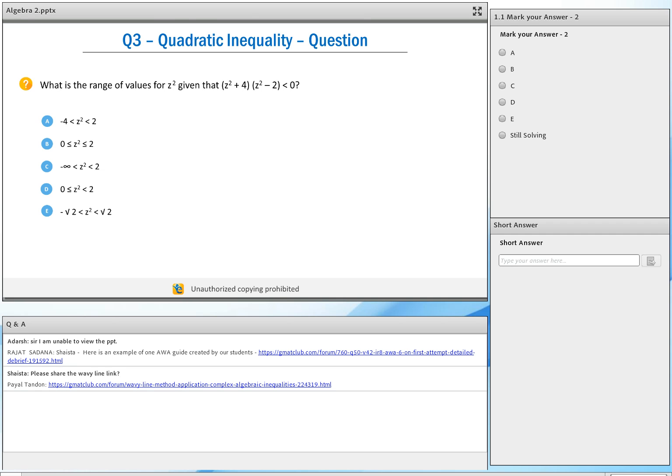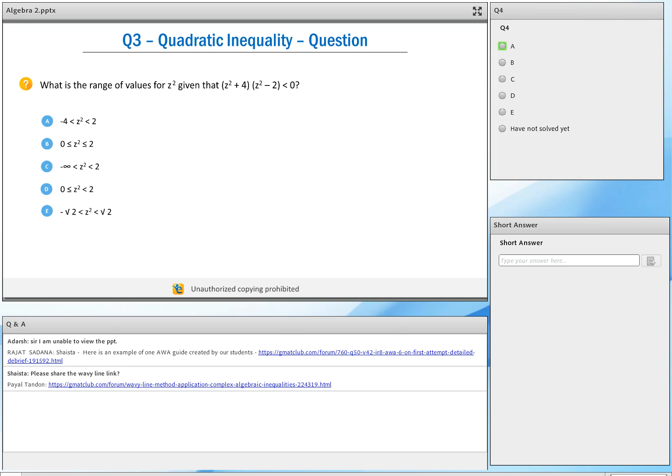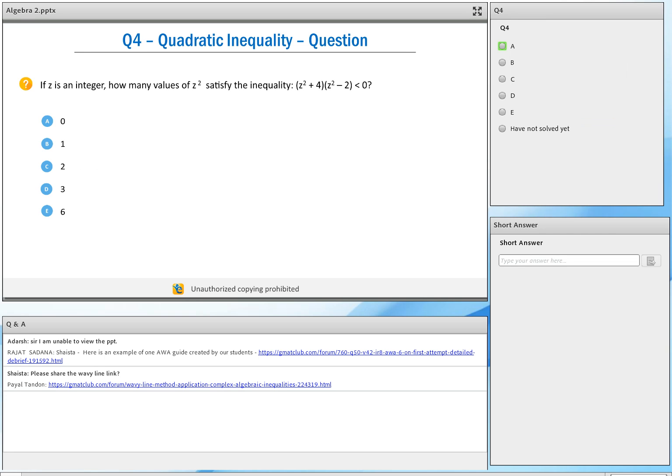Okay, now what I'm going to do is give you another question here. It's pretty similar to this question, but I want you to take a note. Can you please click on have not solved yet, please? Okay, so now here comes your next question, question number 4. This is question number 4 here. Okay, go ahead, solve this.